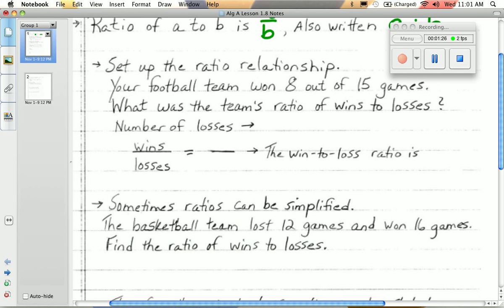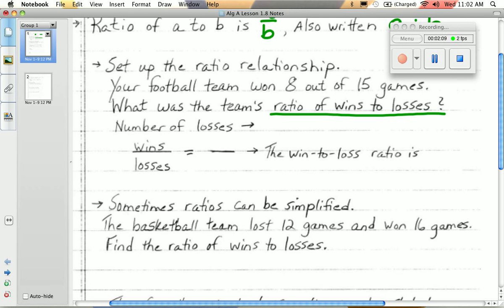So we're going to learn how to set up some ratio relationships and talk about what they mean. Your football team won 8 out of 15 games. What was the team's ratio of wins to losses? It's telling us we want to compare it in this order. Wins gets compared to losses. So we have to keep it in that order. Did they tell us how many wins there were? Yes. How many are there? 8. Did they tell us how many losses there are? No. Well, what other information did they give us then? Yeah, there were 15 games total played.